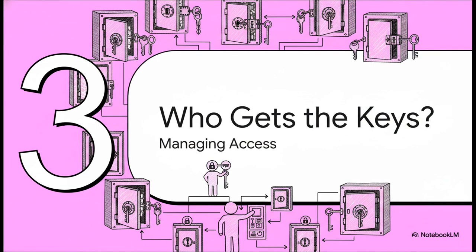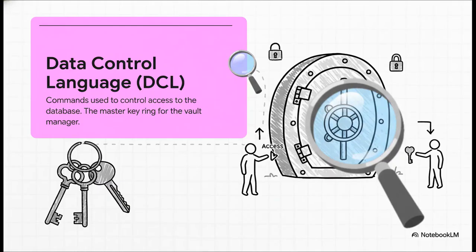Okay, great. So now you can see the data. But let's be real. In a secure bank vault, you can't just hand out keys to every single box to every single person. That would be chaos. You absolutely need a way to control who gets access to what. And this right here is where data security really starts. So how do we manage that?